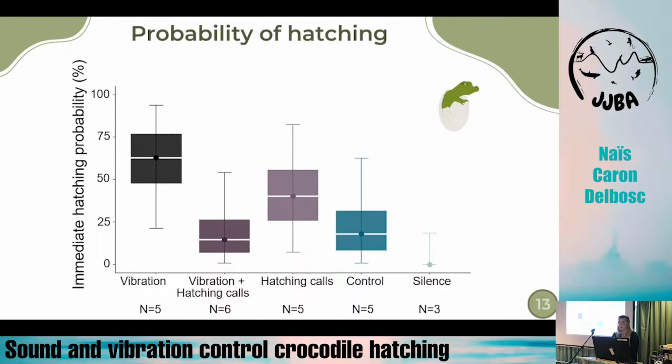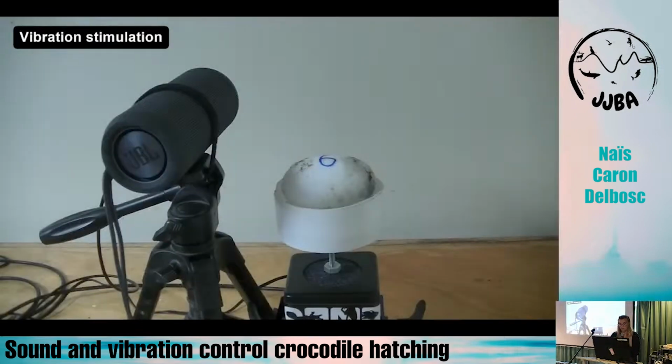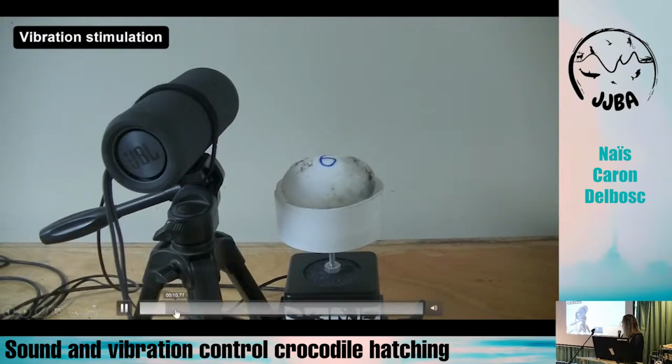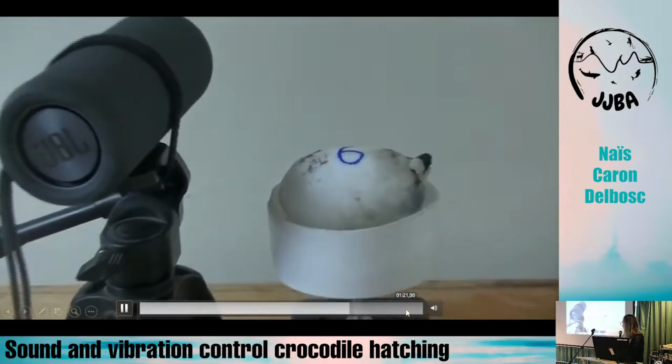So this is a little video, an example of an egg stimulated with vibration. We see that it is starting to crack the eggshell with its snout. And it could take really a long time for a baby to hatch.